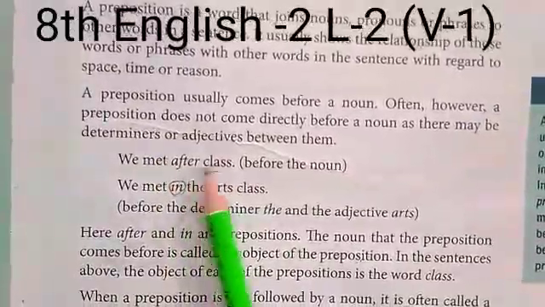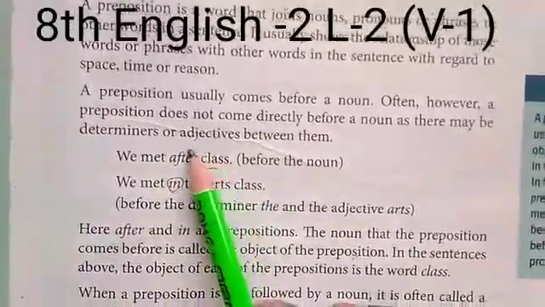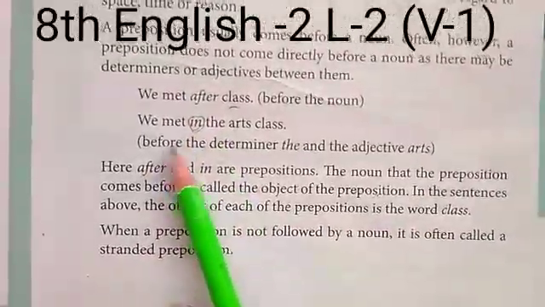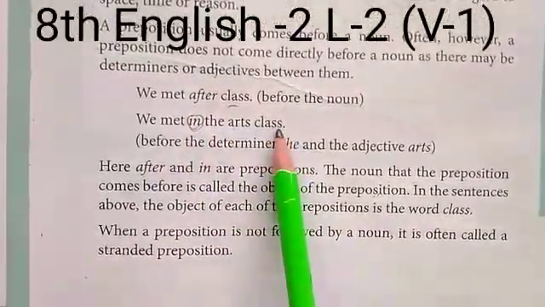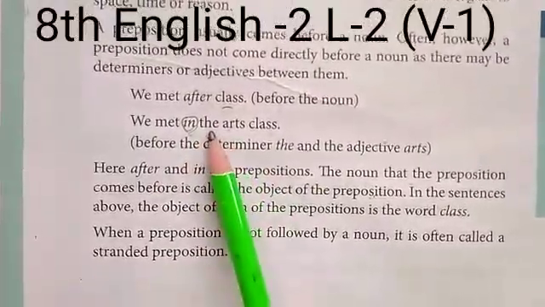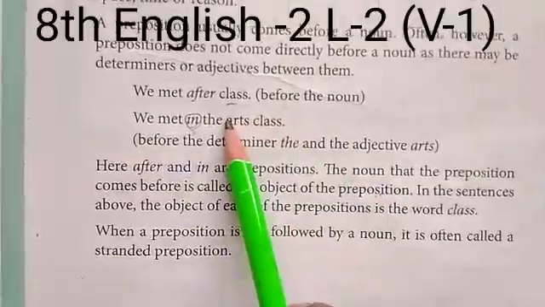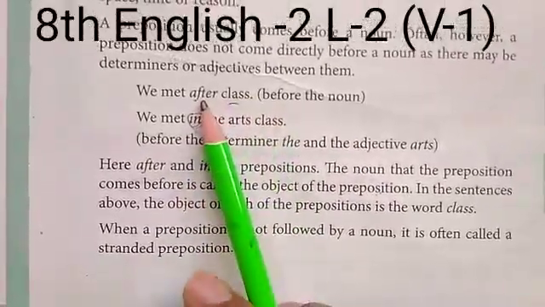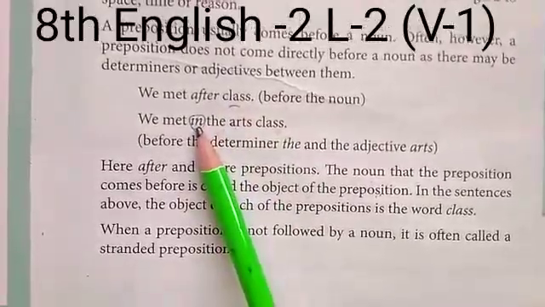We met after class. So class is a noun, and before class, after came, that is called a preposition. Second, we met in the arts class. So here in came before the determiner, that is the, and the adjective, that is arts. Okay, so here after and in are the prepositions. In the first, after, and in the second, in is a preposition.